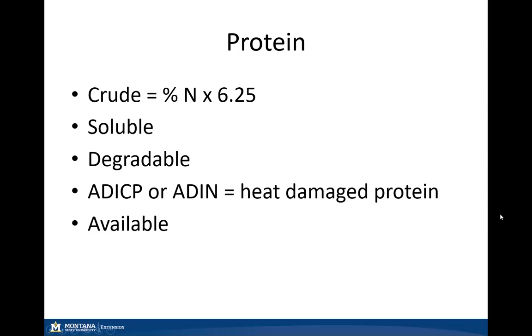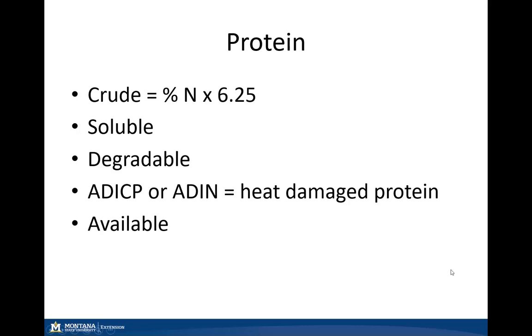Then we have what is known as heat damaged protein, or ADICP, or acid detergent insoluble crude protein, or ADIN, or acid detergent insoluble nitrogen. This typically occurs in those forages that have been baled too wet, which may have occurred in the summer of 2019 here in Montana, where we had a lot of rained-on hay. This could have caused some heating within those bales and rendered some of that protein heat damaged and therefore unavailable to your livestock.